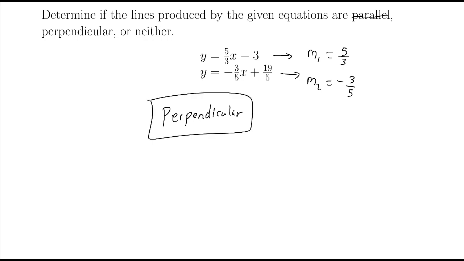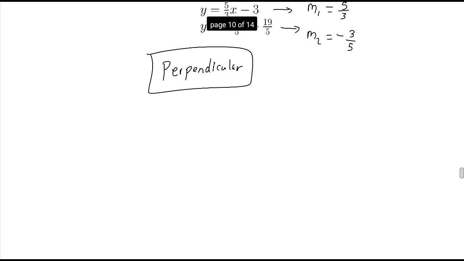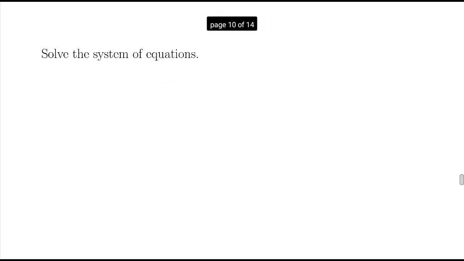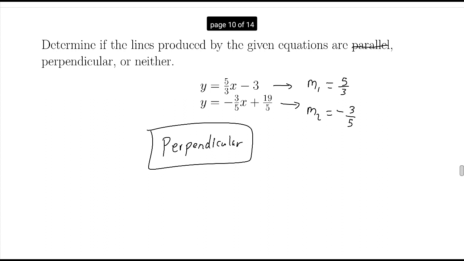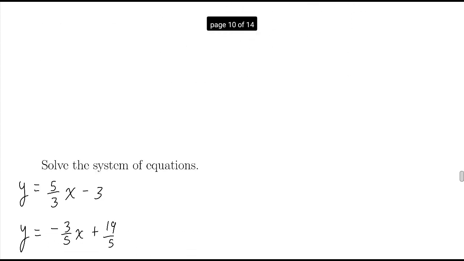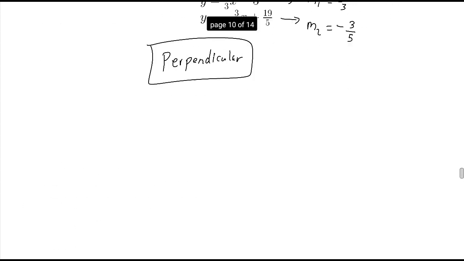Now let's solve the system. Let's figure out at what point these two lines intersect each other. So we had, I want to say, y is equal to 5/3x minus 3, and y was equal to -3/5x plus 19/5. Let me check to make sure I wrote those down right. 5/3x minus 3, -3/5x plus 19/5.